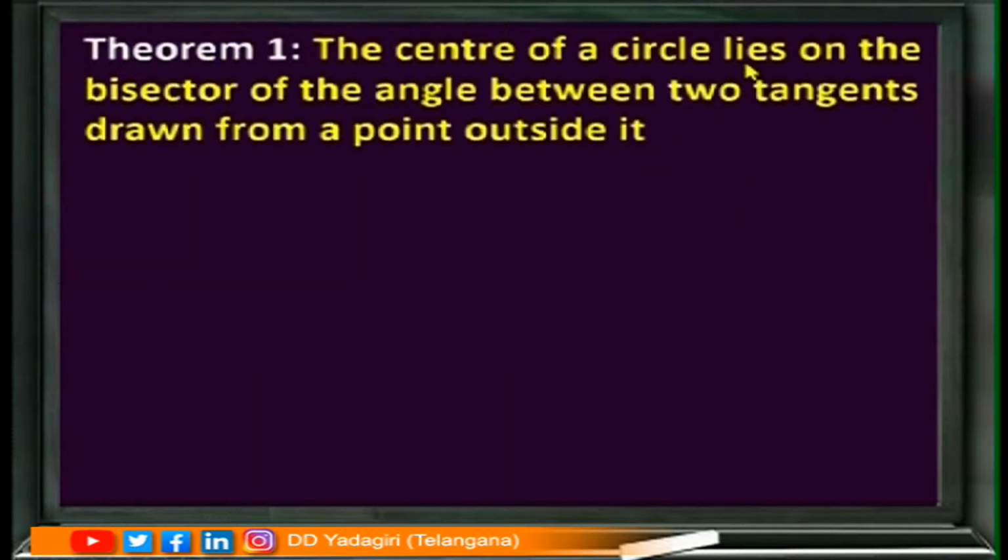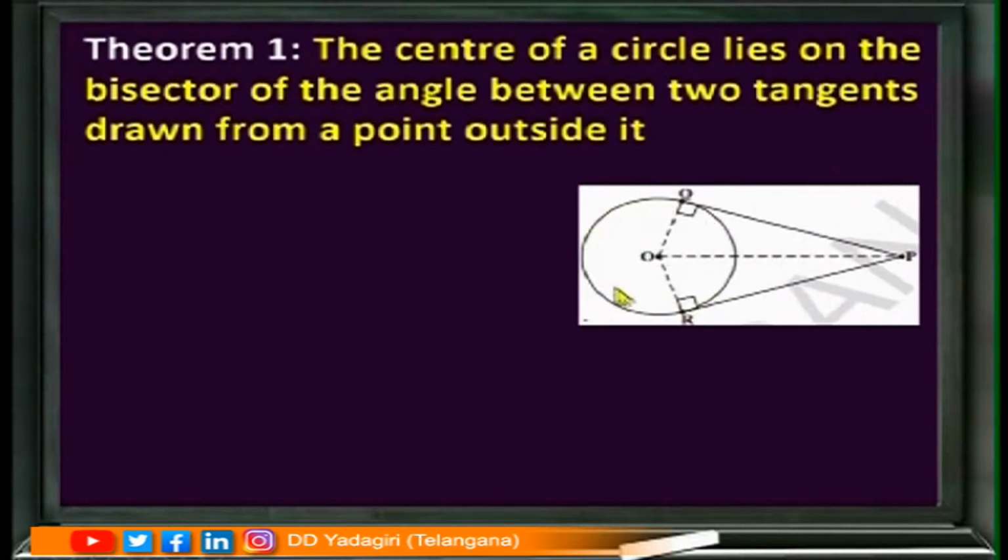The center of a circle lies on the bisector of the angle between two tangents drawn from a point outside it. Let us see the diagram. So, this is a circle and a point P is outside the circle. From point P, two tangents are drawn, and we know that two tangents are equal, that is PQ and PR are equal. Suppose if we draw the angle bisector of angle P, then this line always passes through the center of the circle. So, the center of the circle lies on the bisector of the angle between two tangents drawn from a point outside it.